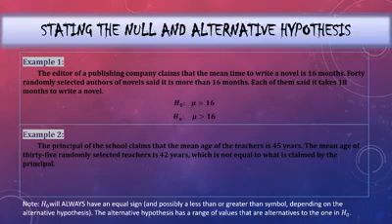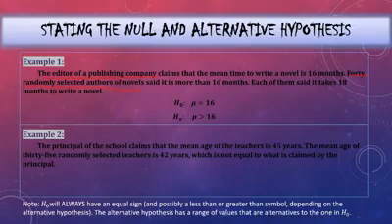For our null hypothesis, the mean is equal to 16. This number came from the claim of the editor of the publishing company. While for our alternative hypothesis, the mean must be greater than 16. This claim came from the 40 randomly selected authors of novels. They say that this is more than 16 months.